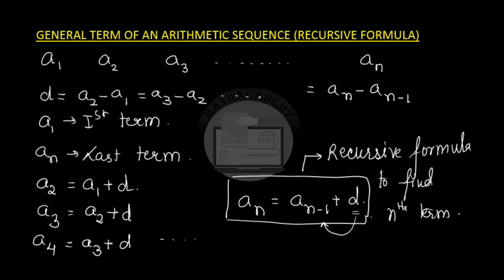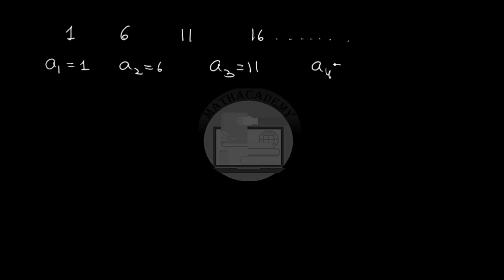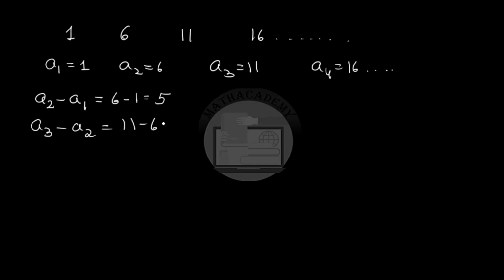Now let us do an example. The sequence given to us is 1, 6, 11, 16 and so on. The first thing is to determine whether it is an arithmetic sequence or not. So the first term A1 is 1, A2 is 6, A3 is 11 and A4 is 16 and so on. Let us do A2 minus A1. A2 minus A1 gives you 6 minus 1 which is 5. A3 minus A2 gives you 11 minus 6 which is 5. A4 minus A3 again gives you 16 minus 11 which is 5.